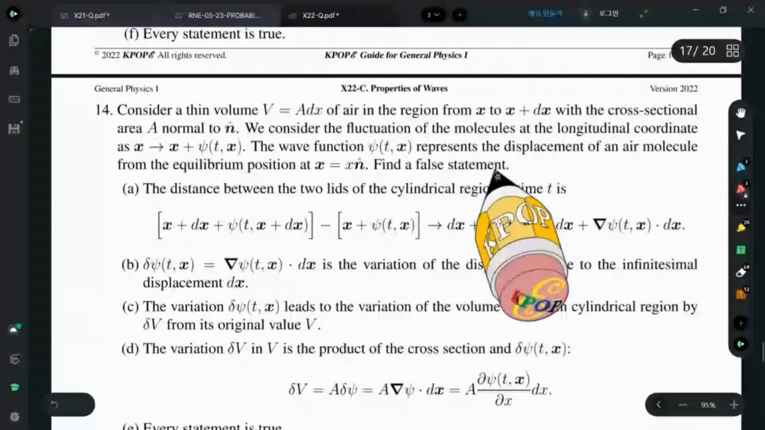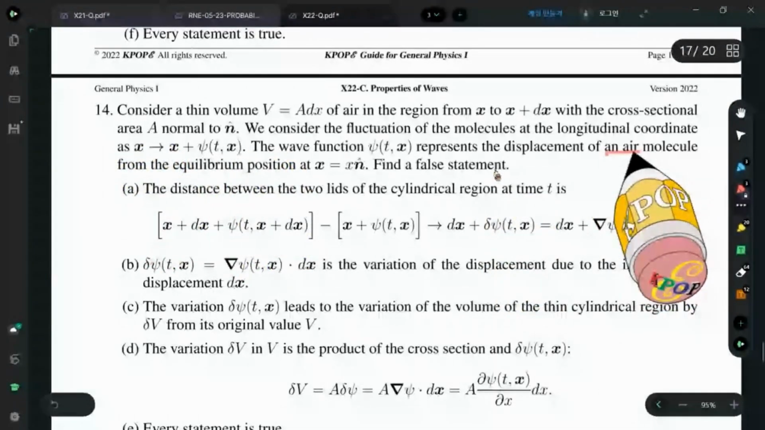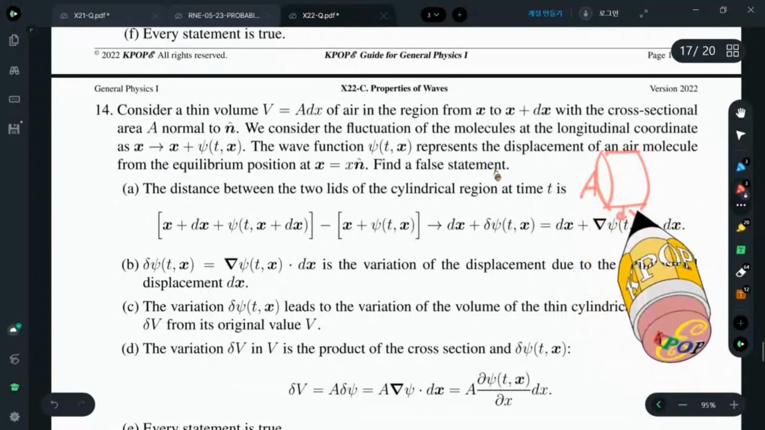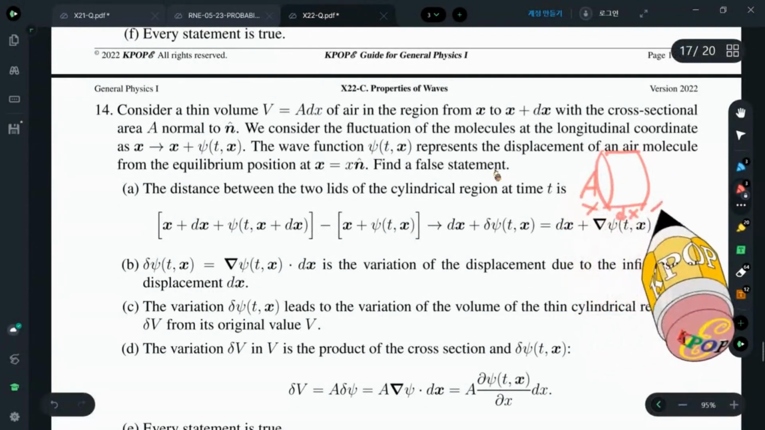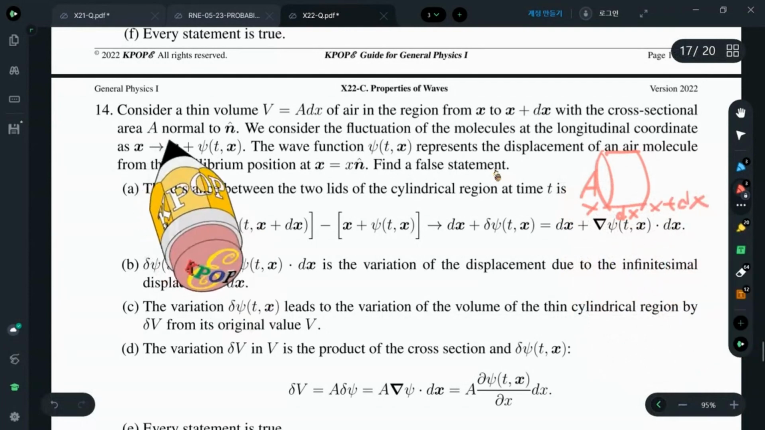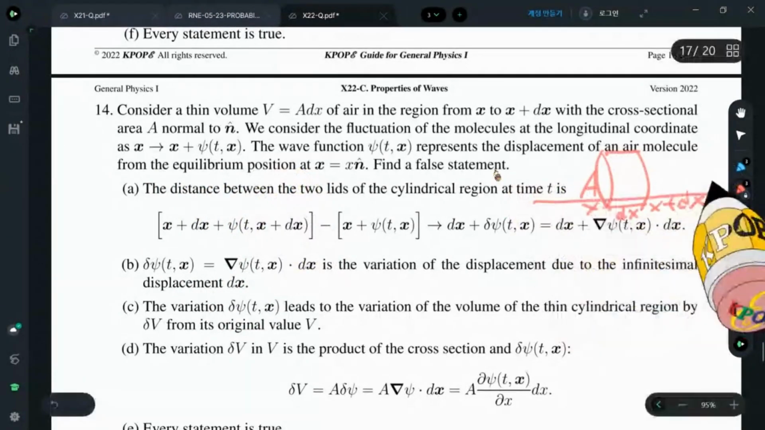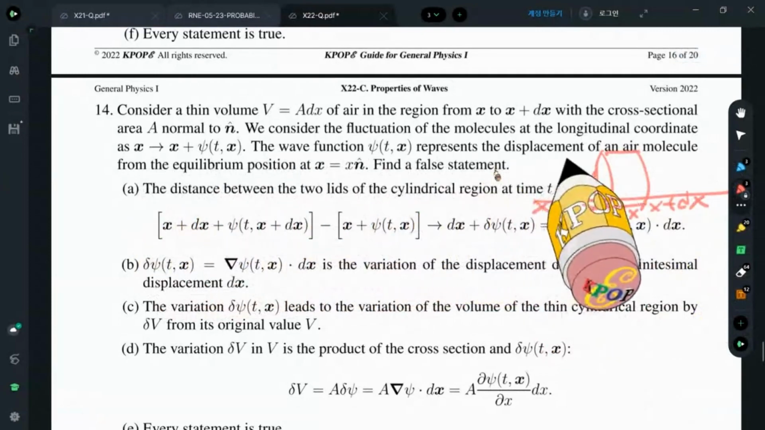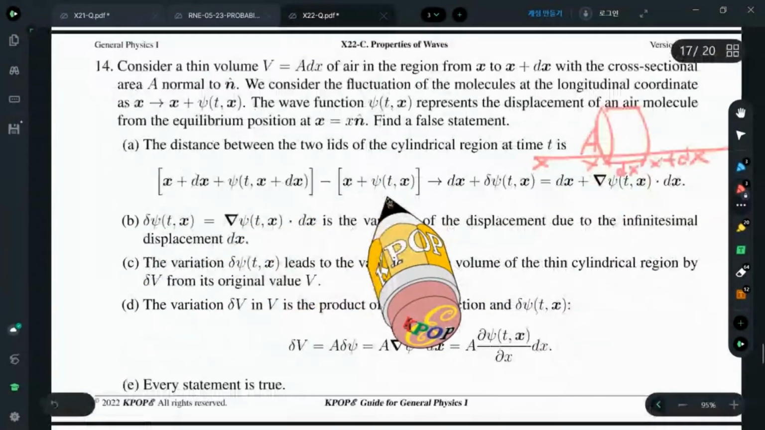Okay, 14. Consider a thin volume. We keep thinking about a cylinder with cross-sectional area A and thickness dx of the air in the region between x and x plus dx, with the cross-sectional area having a normal vector n. We consider the fluctuation of the molecules at the longitudinal coordinate. X is the longitudinal coordinate. The wave function represents the displacement of the air molecule from the equilibrium position.